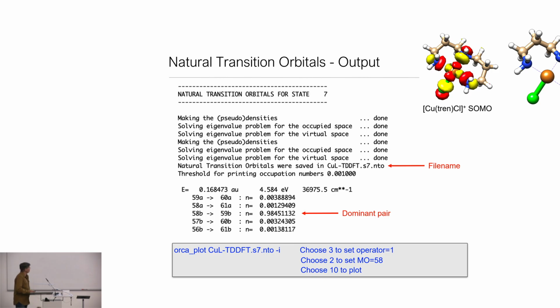And almost always you have one strongly dominant orbital pair that is dominating the transition, and that is what you can visualize, right? So that is basically a shortcut that allows you to go from something that is complicated and not very easy to analyze or interpret to something that actually is easy to interpret. So then you go to ORCA plot and you plot these things.